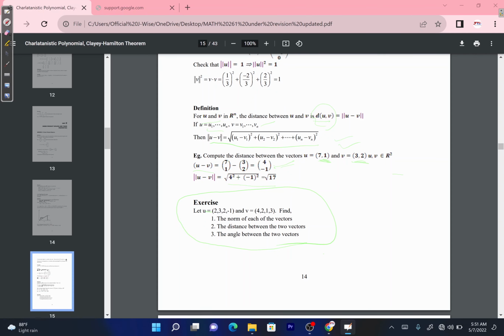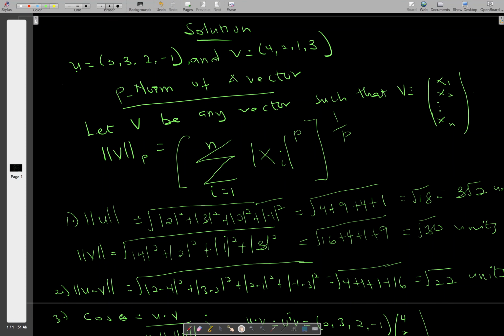Okay, now we're given vector u to be 2, 3, 2, -1, and another vector v, 4, 2, 1, 3. Okay, so first of all, we are to find the norm of each of the vectors.